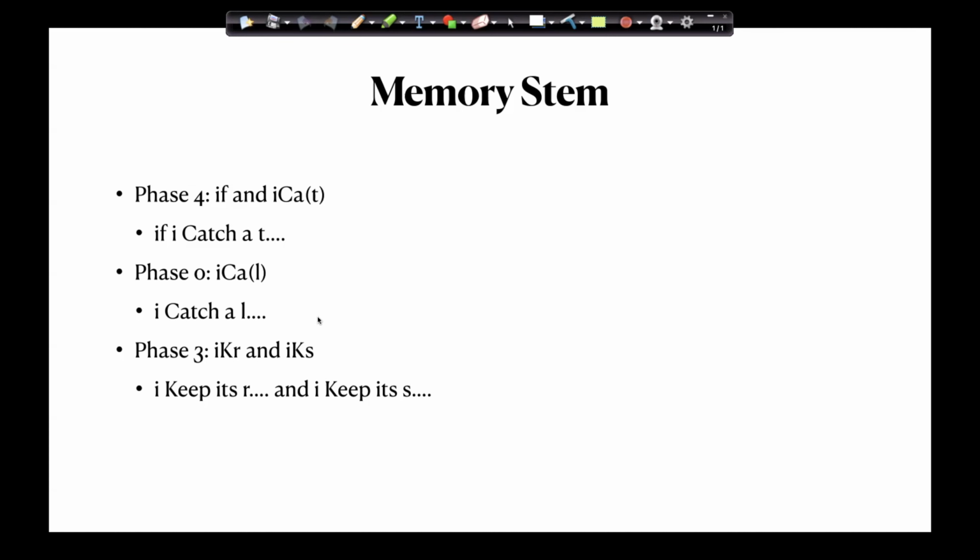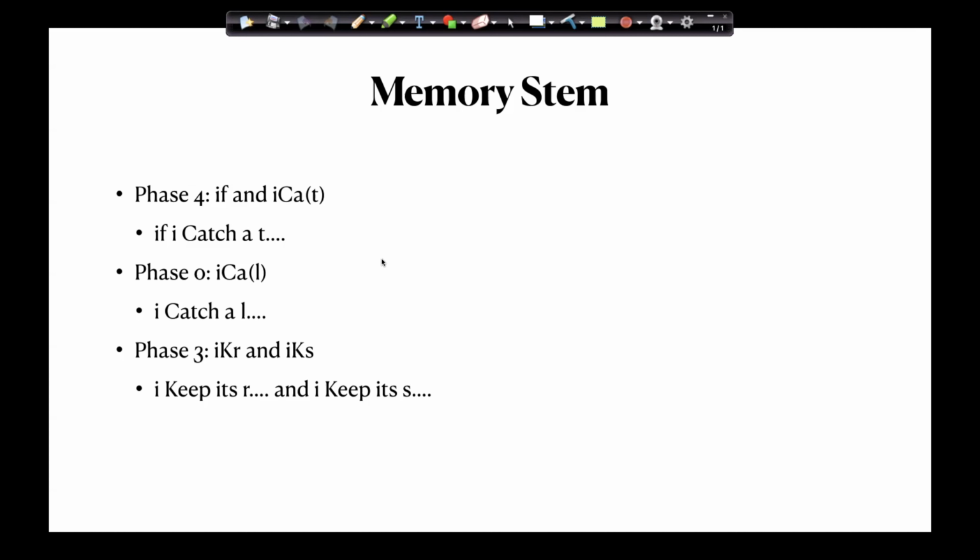The way I remember it, and you can laugh, is: if I catch a tree, I catch a leaf. And if I catch a leaf, I can keep its rows and I can keep its stem. What I'm saying is, if it's the funny current, then I go catch. Ca is calcium. So if I catch a tree, T stands for transient.